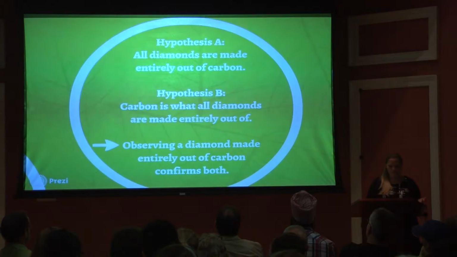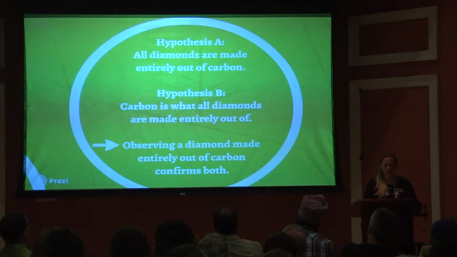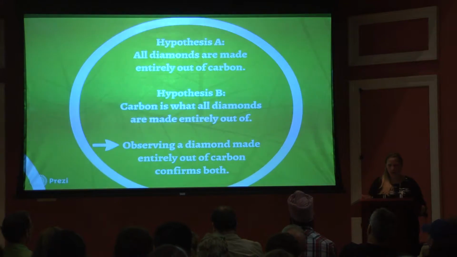These hypotheses are obviously equivalent. They mean exactly the same thing. So according to the equivalence condition, any observation we make that confirms the first will also confirm the second. It's going to tell us that an instance of a diamond made entirely out of carbon confirms both in this case. This should also strike you as pretty obviously right.